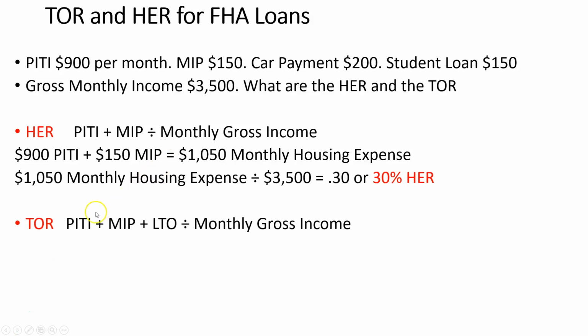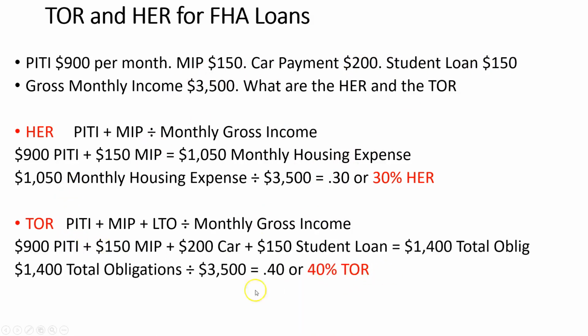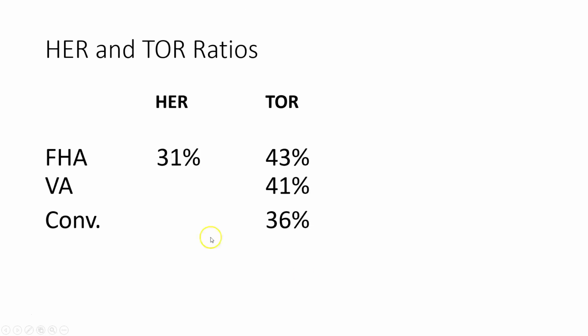Then the TOR, which is the PITI 900 plus the 150 plus the long-term payments, so that's the 200 plus 150, divided by the 3,500. So therefore, what we get here now, there's the PITI, the monthly insurance premium, the car and student loan, which equals 1,400 divided by the 3,500, and that is 0.4 or 40%, which once again is okay because we're allowed up to 43% on the FHA loan.